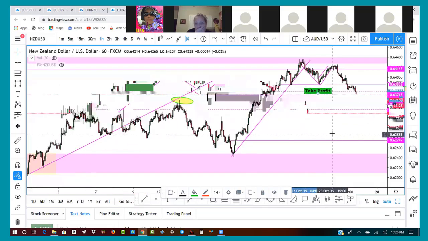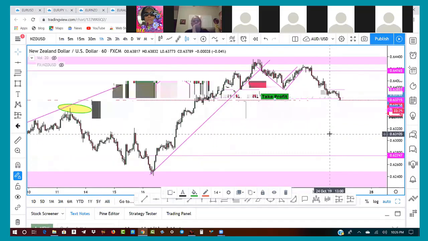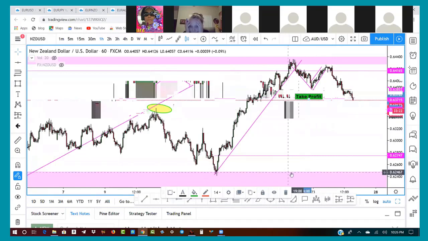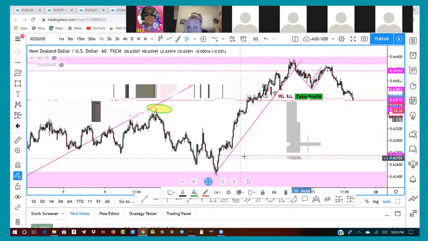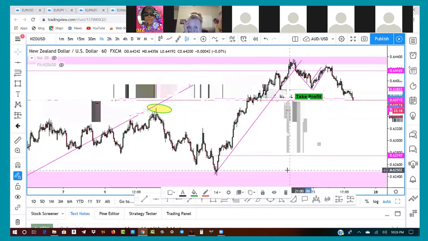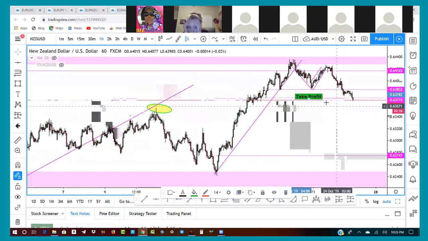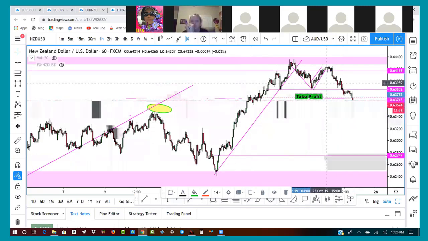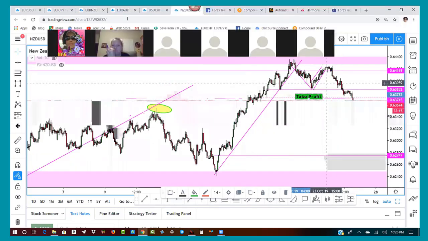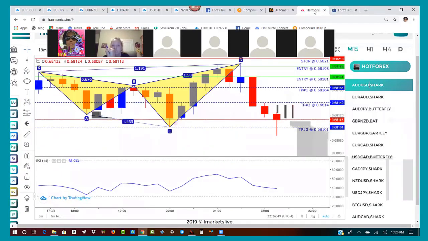It probably could go down where? I don't know. Eventually it will come down to this zone. Now, it could pull back and all that, but I don't want to stay there. That's not what we're doing tonight. Go back to Harmonic Scanner.